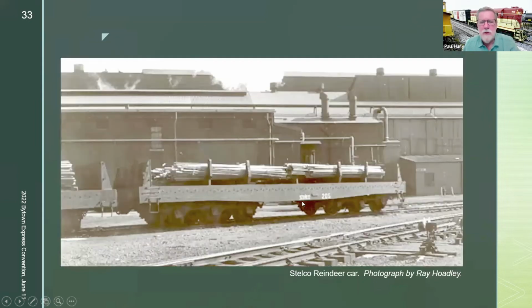This is a specialty car that was constructed by staff at Stelco. They called it a reindeer car. And for those that are really observant rail fans, you may notice the trucks under this. It turns out that these were built out of the frames and trucks of coal tenders that were brought in to be cut into scrap. Stelco realized that they could repurpose them, and thus gave rise to this rather specialized flat car.